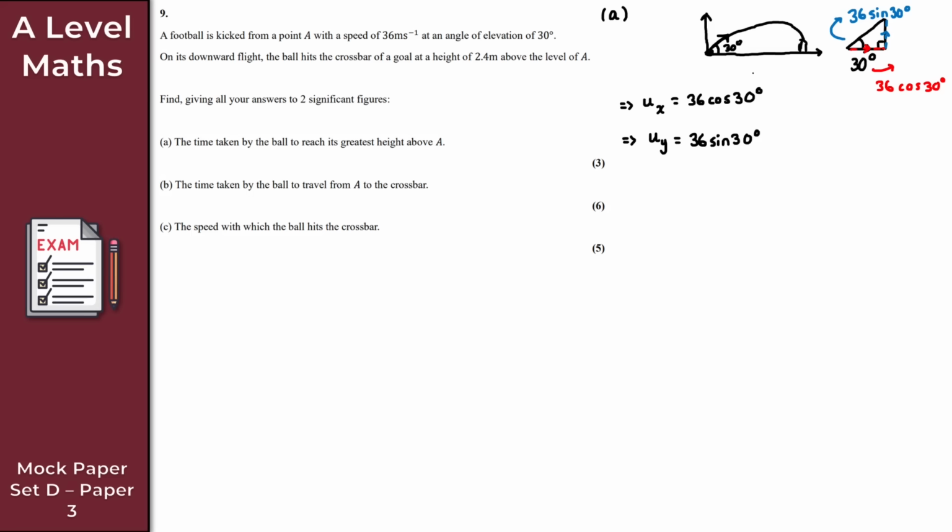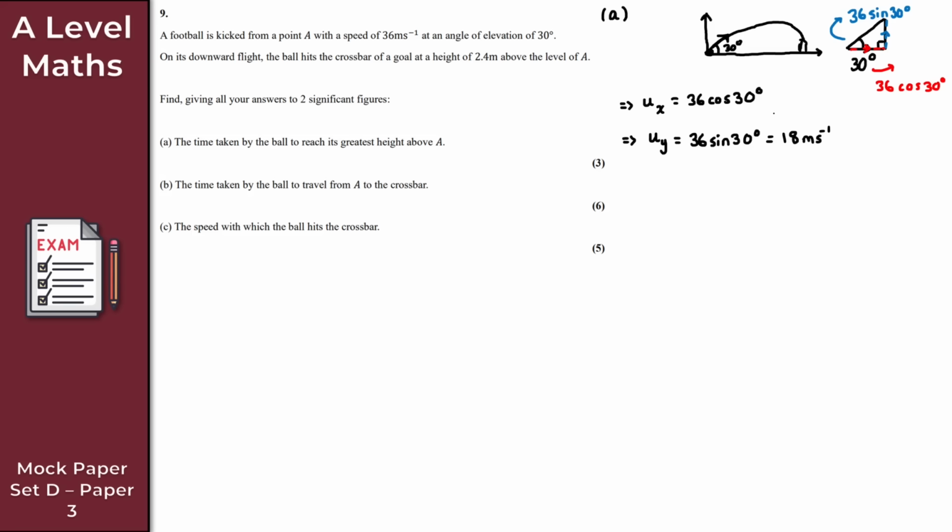So sine of 30 degrees is a half, so 36 times a half is 18. So you can just write that as 18 there. It would be 18 meters per second, like so. And cos 30, I'm just going to keep it as this for now, right? Because it's not something quite as neat as this here. So I'm just going to keep it as 36 cos of 30 degrees.